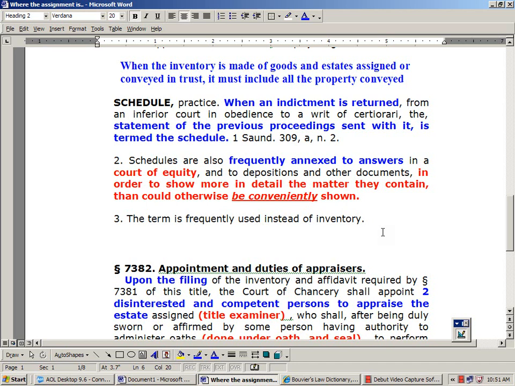Schedules are also frequently annexed to answers in a court of equity and to depositions or other documents in order to show more in detail the matter they contain and should otherwise be conveniently shown. Okay, so schedules and the depositions or other documents are going to have much more detail than we may have seen, because they don't want it to be convenient to be shown.